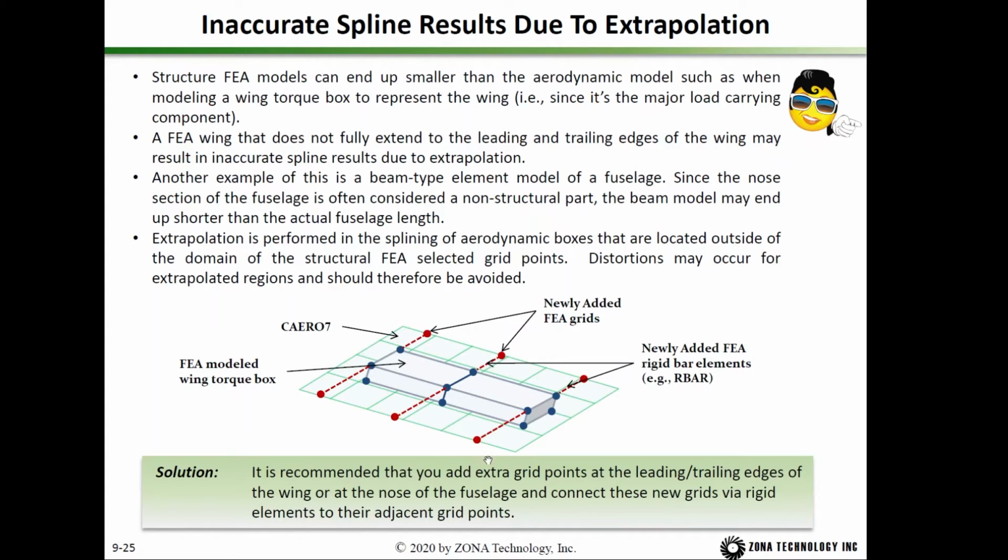You create extra grids along the leading edge and the trailing edge. You connect these grids to the wing box using, say, RBE3 connection. Because you do not put mass on those grids, you do not change the natural frequencies of the structural model. But now, when you do spline, you can include those extra grids in the spline, so as to avoid extrapolation.